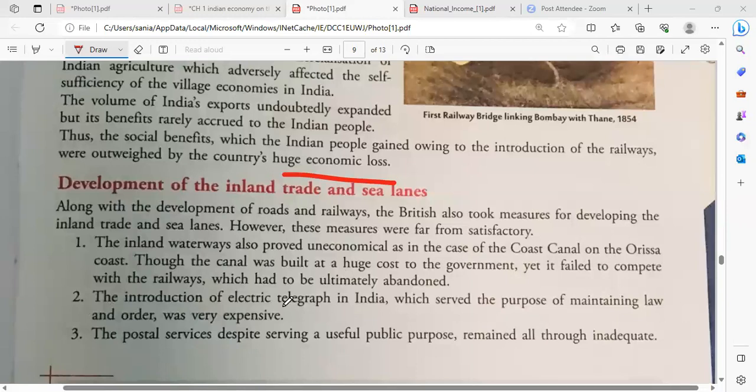Second, the introduction of the electric telegraph in India supported the purpose of maintaining law and order, but it was very expensive. Common people could not use it. Plus, postal services, despite serving useful public purposes, were inadequate. They were not available everywhere. For 100 people, there was one post office. So though they developed these, they were not satisfactory, because of these three reasons. Clear? So you will write development of Indian inland trade, and then you will write the entire paragraph. Okay? Okay, ma'am.